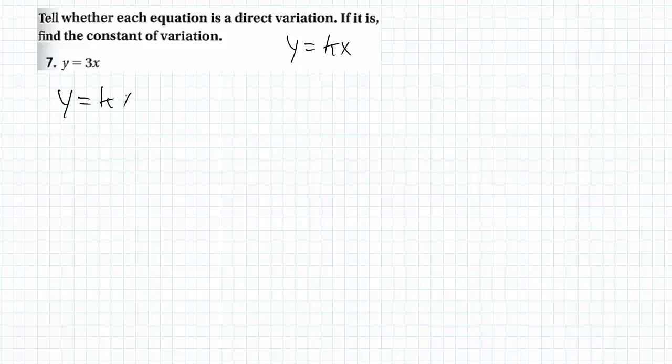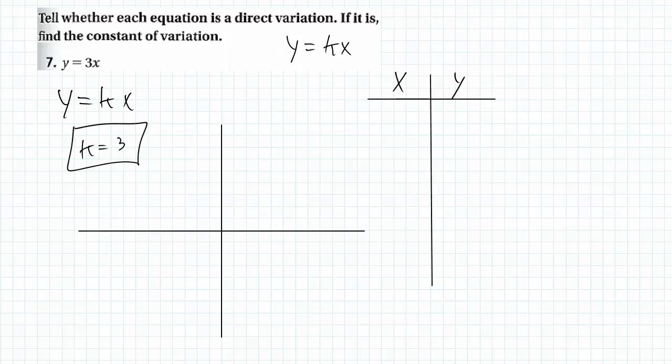And k is that constant of variation, or sometimes we call it a constant of proportionality. And so that k in this case is 3. And here's how you can confirm that it's a direct variation. If you made a table between the x and y values, the x and y values are directly proportional.